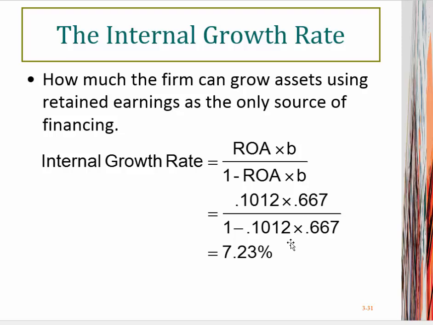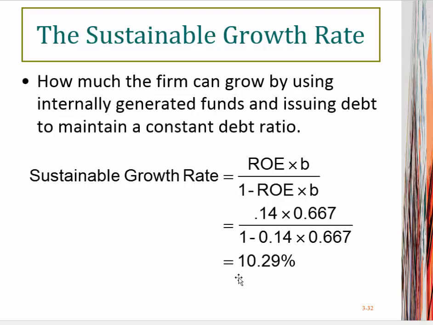And again, you divide it by 1 minus that. So in this case, the internal growth rate is 7.23%. How much can the company grow and not need external sources to finance asset growth? The growth rate is 7.23%. So if we were to forecast that the company is going to grow at 6% next year, then we would not need to think about external financing. We would be able to finance that entire growth with profits of the company.